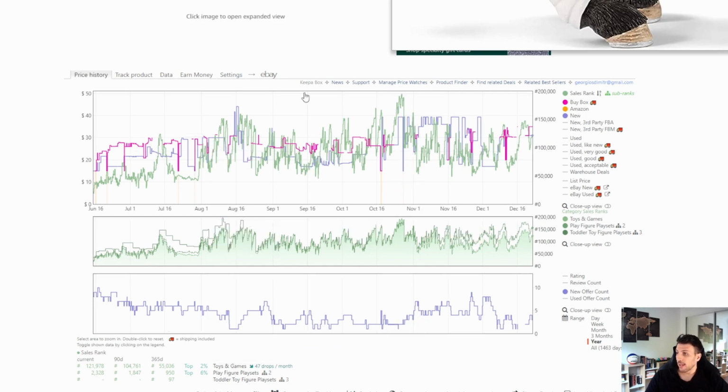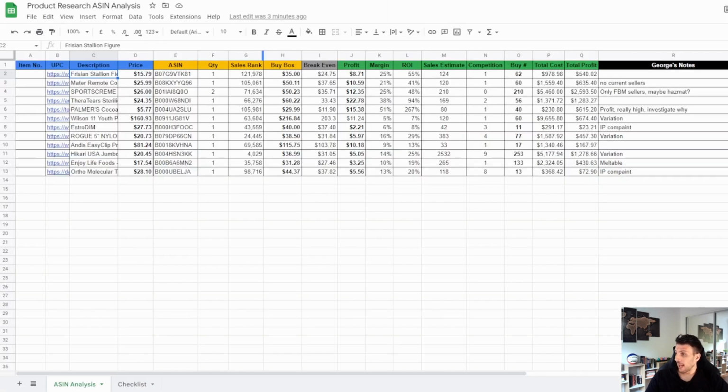But based on that, I haven't disqualified this yet, but I'll probably only buy around 30 units. So I'm changing the buy quantity to 30. Let's look at the remaining factors.